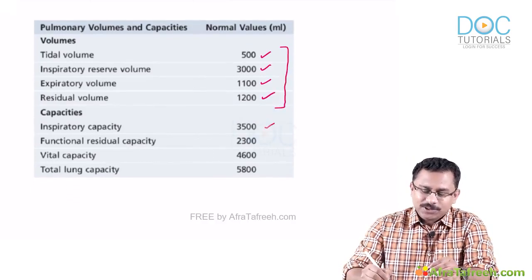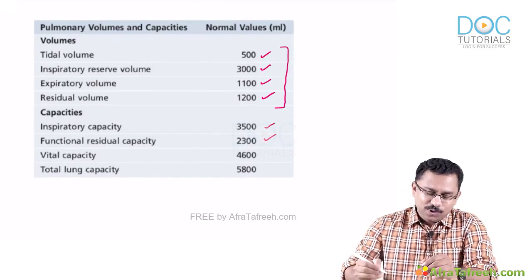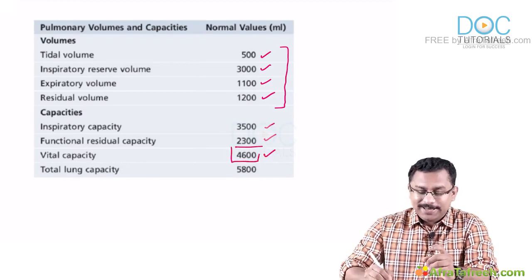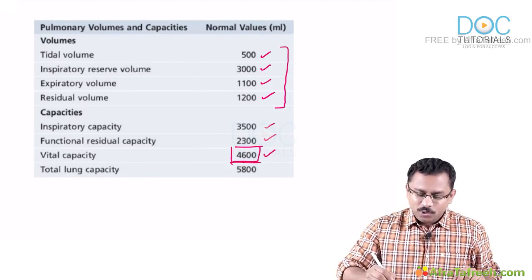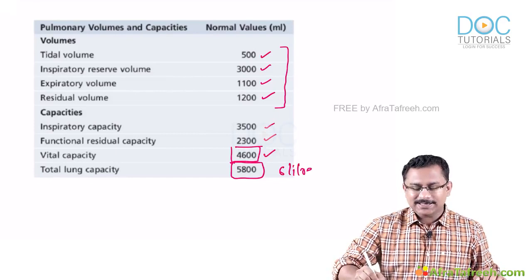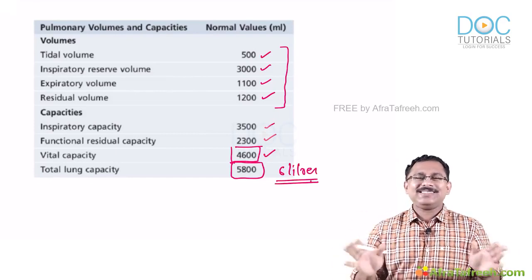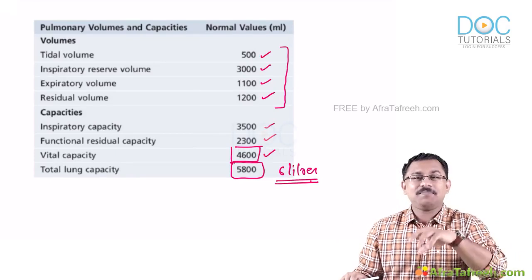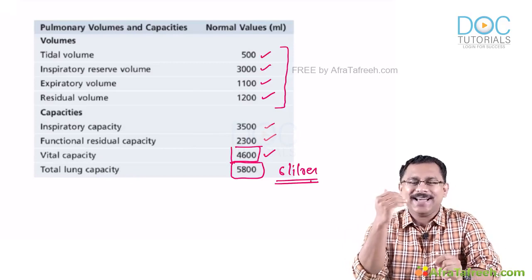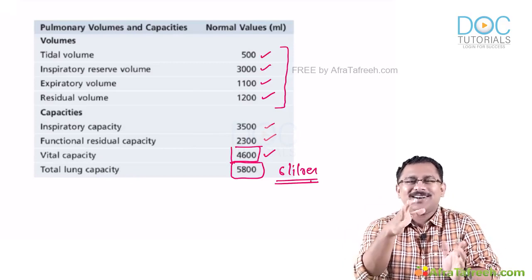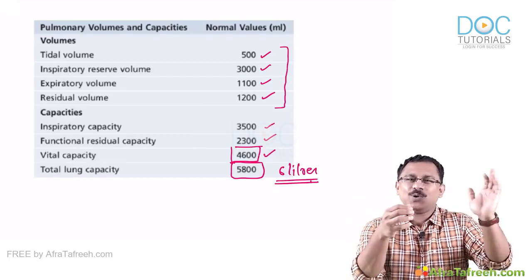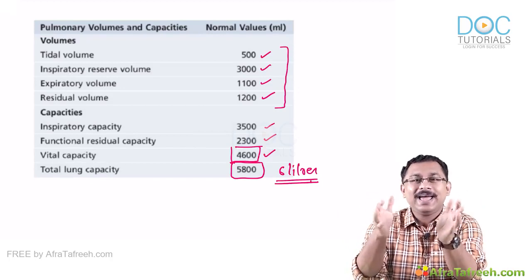Inspiratory capacity 3500 ml, that is 3.5 liters. 2.3 liters is your functional residual capacity. 4.6 liters is your vital capacity, keep that in mind. And total lung capacity 5.8 liters, you can almost take it up to 6 liters. For convenience you can take it as 6 liters. These are the important values that you should know of. Very clear. In the exam they will give these values as part of the questions, so you are supposed to know what is normal. As is said, only if you know the normal you will be able to identify the abnormal.